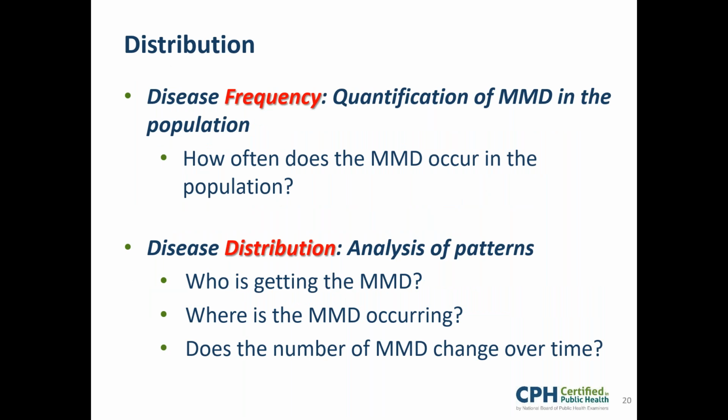Additional terms that you typically see when talking about epidemiology is distribution. So distribution, again, describes disease frequency, which is the quantification of mortality, morbidity, and disability in the population. So for example, how often does the MMD occur in the population? Also, disease distribution or the analysis of patterns. So for example, who is getting the MMD? Where is the mortality, morbidity, or disability occurring? And does the number of MMD change over time? Next slide, please.